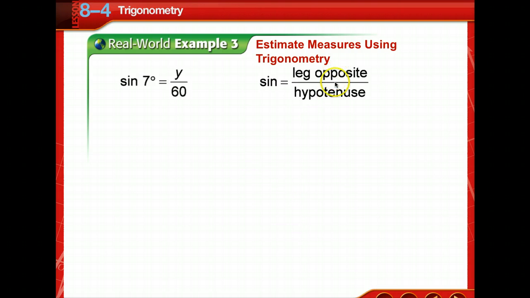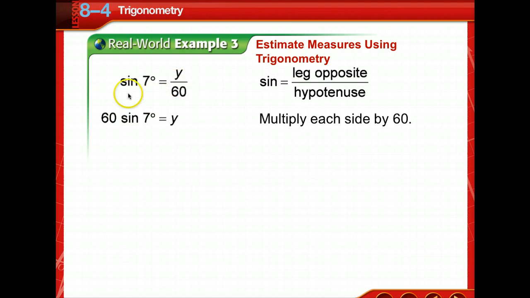So since we've got the opposite and the hypotenuse, we're going to find the sine of 7 degrees, which is opposite over hypotenuse. We're going to multiply both sides by 60. So 60 sine 7 is equal to y. Now we're going to use a calculator to find y.